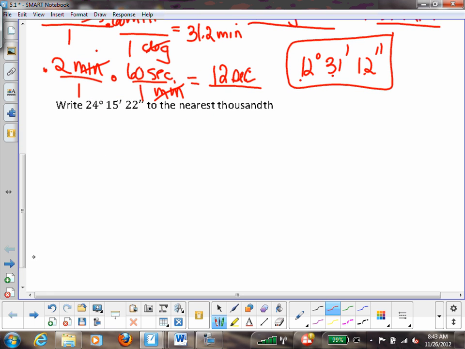All right, here we go. Now we're going to go backwards. I give it to you in degrees, minutes, and seconds, and I want it just as a degree. When I say rounded to the nearest thousandth, I'm saying converted just to degrees.